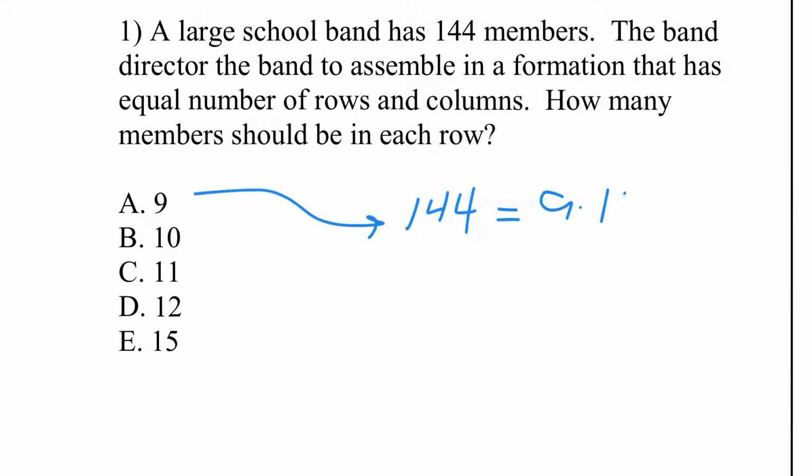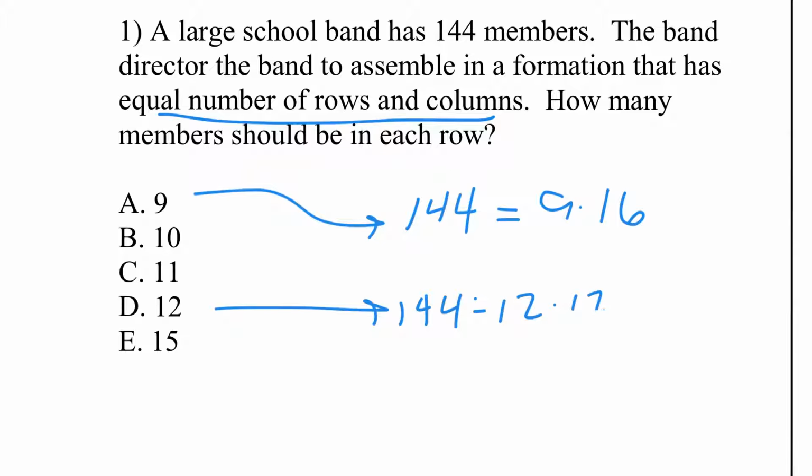So that's 9 times 16. So it's supposed to be an equal number of rows and columns. Well, that's not going to work. 144 divided by 10 is going to be 14.4. It doesn't go evenly. 144 divided by 11 is 13 in a decimal. 144 divided by 12, that goes 12 times. And then 144 divided by 15, that doesn't go evenly as well. So that means our only choice here is a 12 by 12, because 12 times 12 is 144.